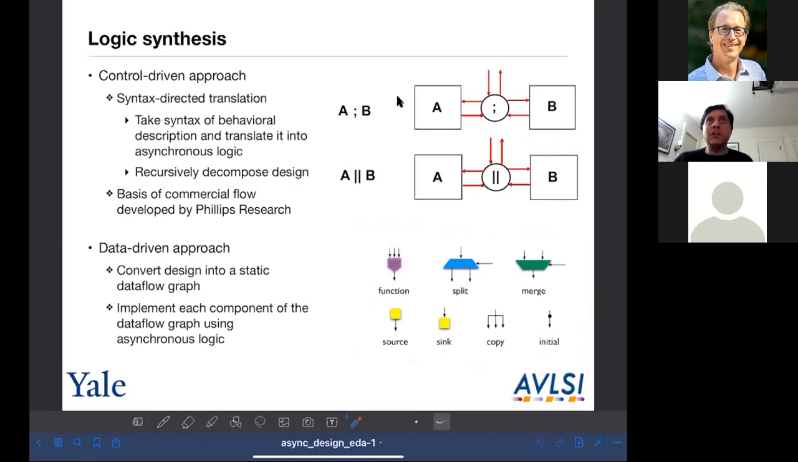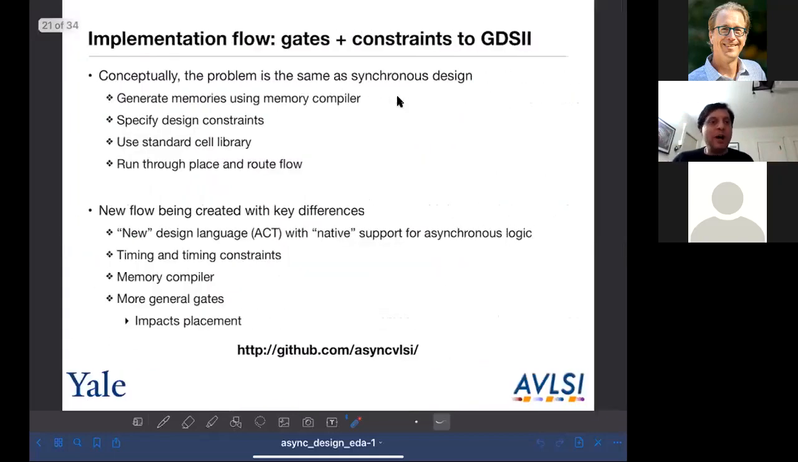I'm not going to touch on logic synthesis. What I'm going to worry about is the implementation flow. How do I take my gates and actually build my chip? A standard flow has some standard steps. You normally use a memory compiler to build your memories. You specify design constraints, you use a cell library, and then you run through the place and route flow. A lot of these things are provided to you by the foundry. Well, we don't have any such luck, so we have to deal with all of these problems.